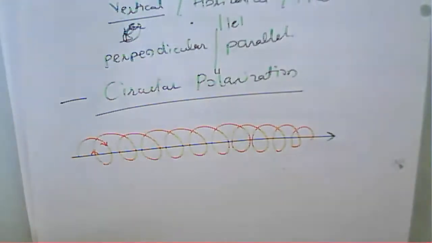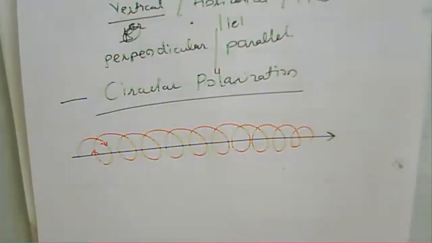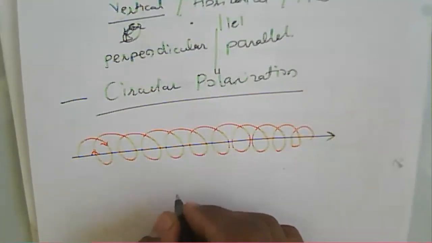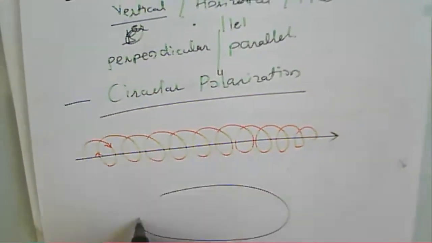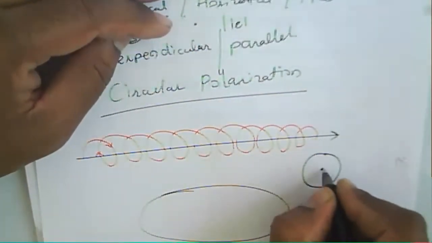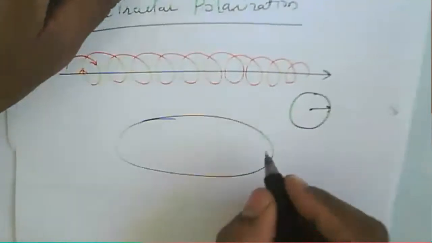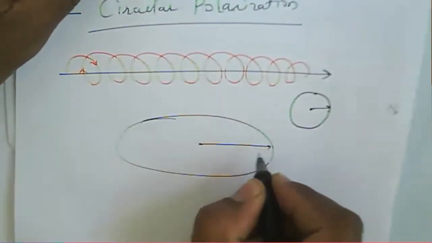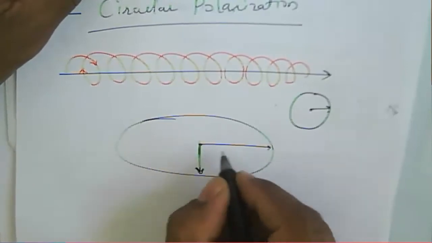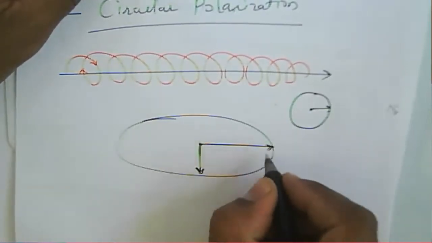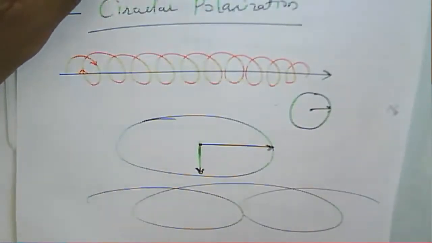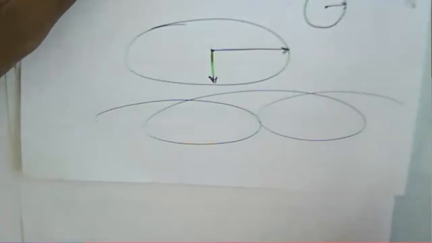Similarly, we have elliptical polarization. The electric field component, while rotating, makes an ellipse. In circular polarization, the electric field component makes a circle, but in the case of elliptical polarization, it makes an ellipse while rotating. So we can say that is elliptical polarization.